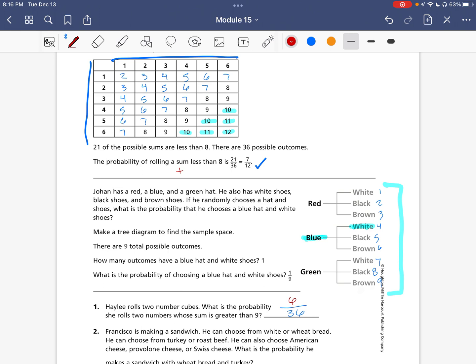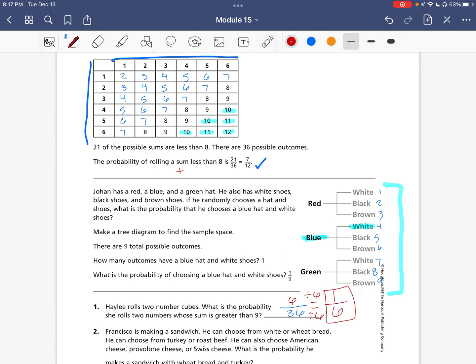And we need to simplify this. What number goes into 6 and goes into 36? That would be 6 itself. So 6 goes into itself once, and 6 goes into 36 6 times. So the probability that she rolls a sum greater than 9 would be 1/6.